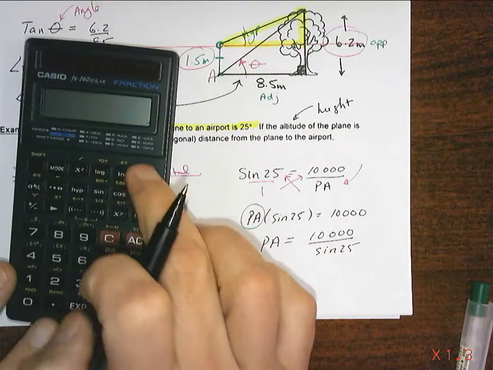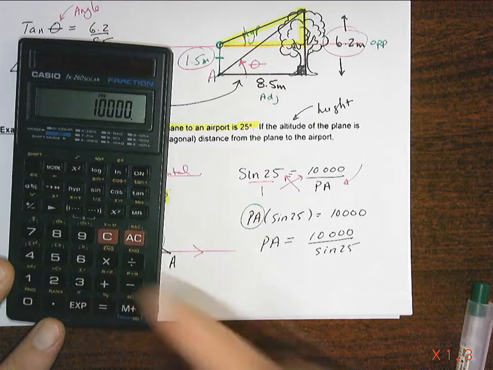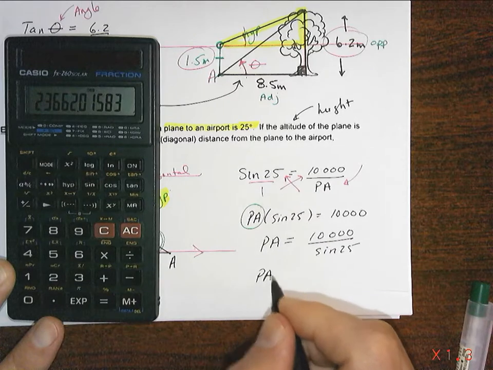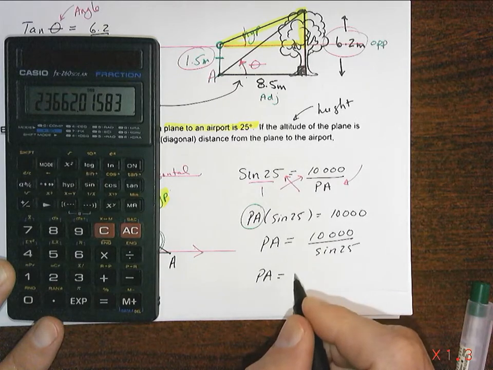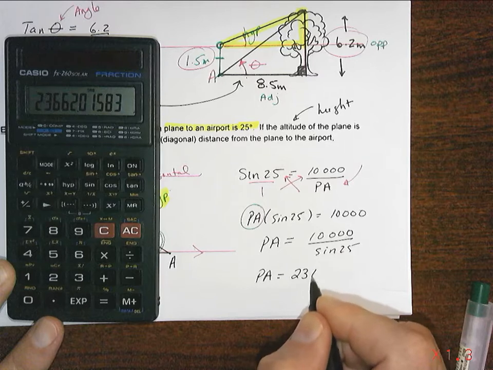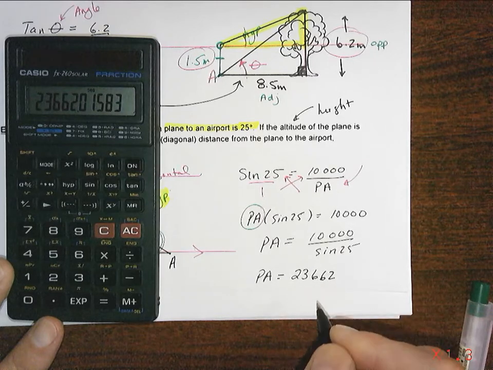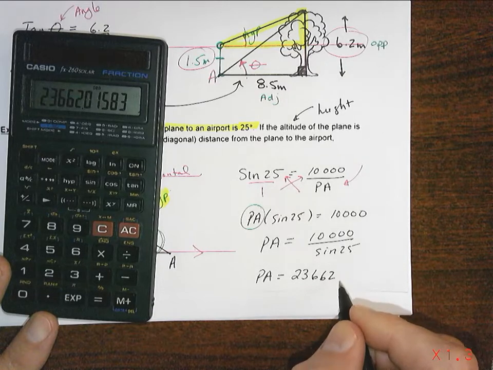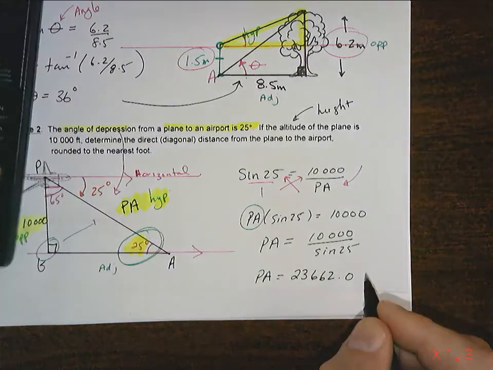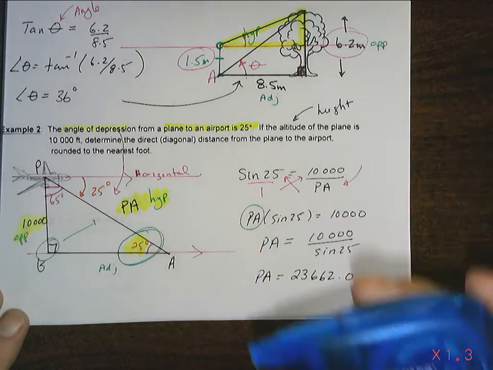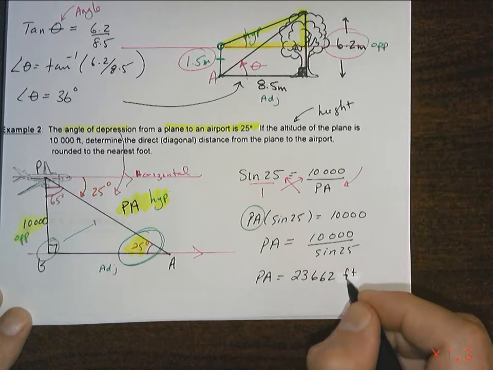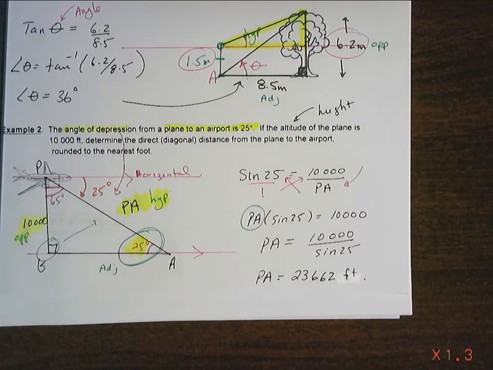Grab your calculator. 10,000 divided by sine of 25 equals, and we know that the distance from the airplane to the airport on the diagonal is given by 23,662.0. Oh, it said round to the nearest foot, so no 0.0. Feet. Yay! We're amazing! I'm going to pause the video there and we'll be back in a minute.